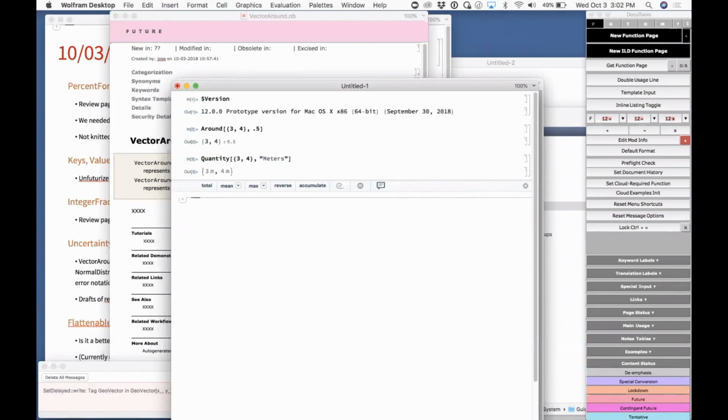Because the other model to follow here is that of geoposition, which is able to hold all the numbers inside in the first argument. But geopositions are not a vector space. You cannot add them. So there are very few actual array operations you need with geoposition. But with quantity, you need all of them. And with around, it's going to be the same thing.